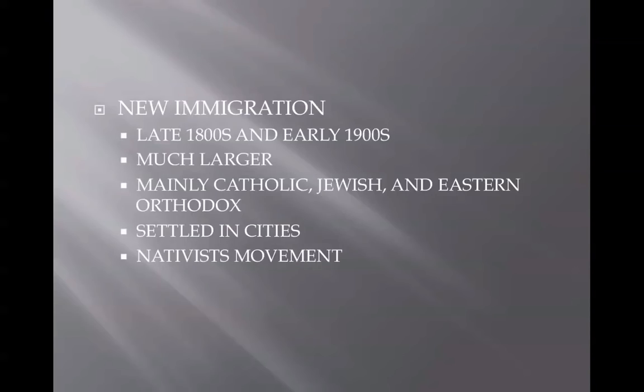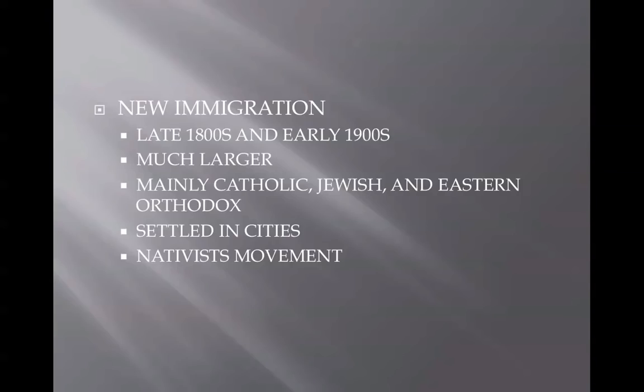Now the new immigration was in the late 1800s and early 1900s. It was much larger. People were not Protestant, and so as a result, they encountered a lot more discrimination. A lot of them were Catholic, Jewish, Eastern Orthodox, and growing up in South Louisiana, there's a strong Catholic population. We don't think that's a big deal, but in the rest of the country, for a long time, Catholics were really looked down upon.